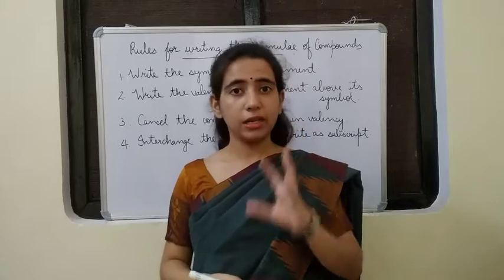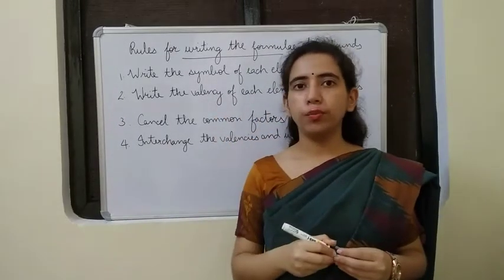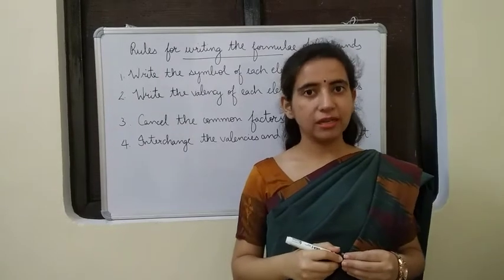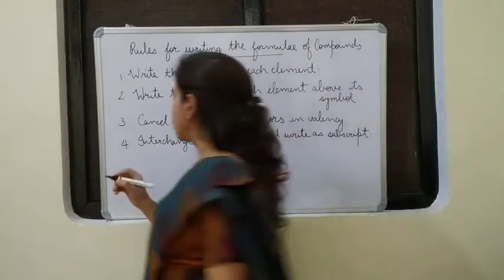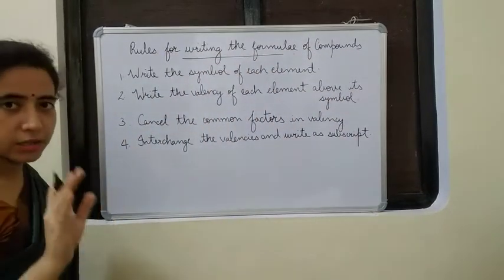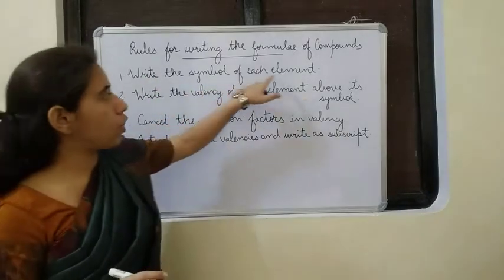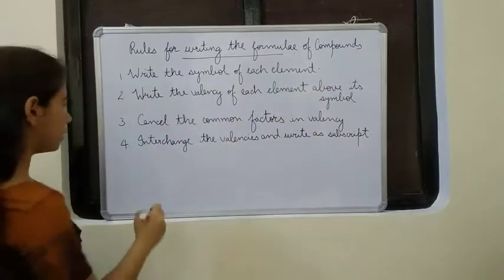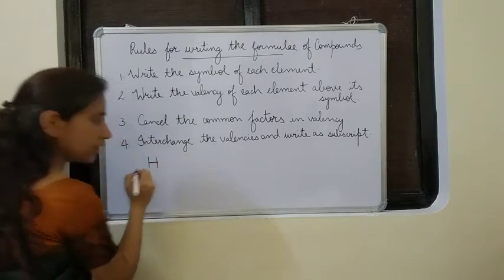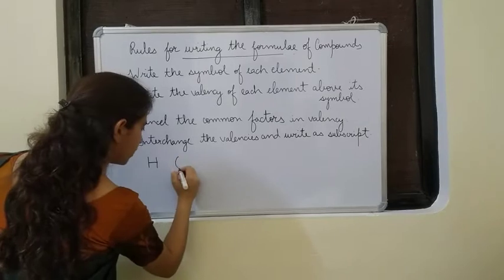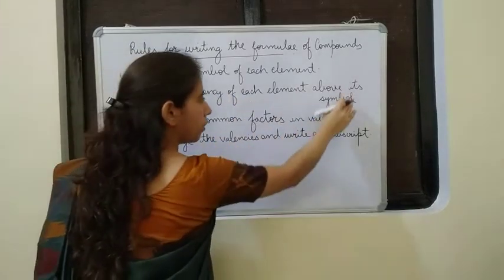Okay, let us take one example and apply all these rules. One formula we are going to make here is for hydrogen chloride, that is HCl. Let us see how we reach that formula. So we know hydrogen chloride is made up of hydrogen and chlorine. So the first step, write the symbol of each element. You know, the symbol for hydrogen is H and that for chlorine is Cl. Like this you write.